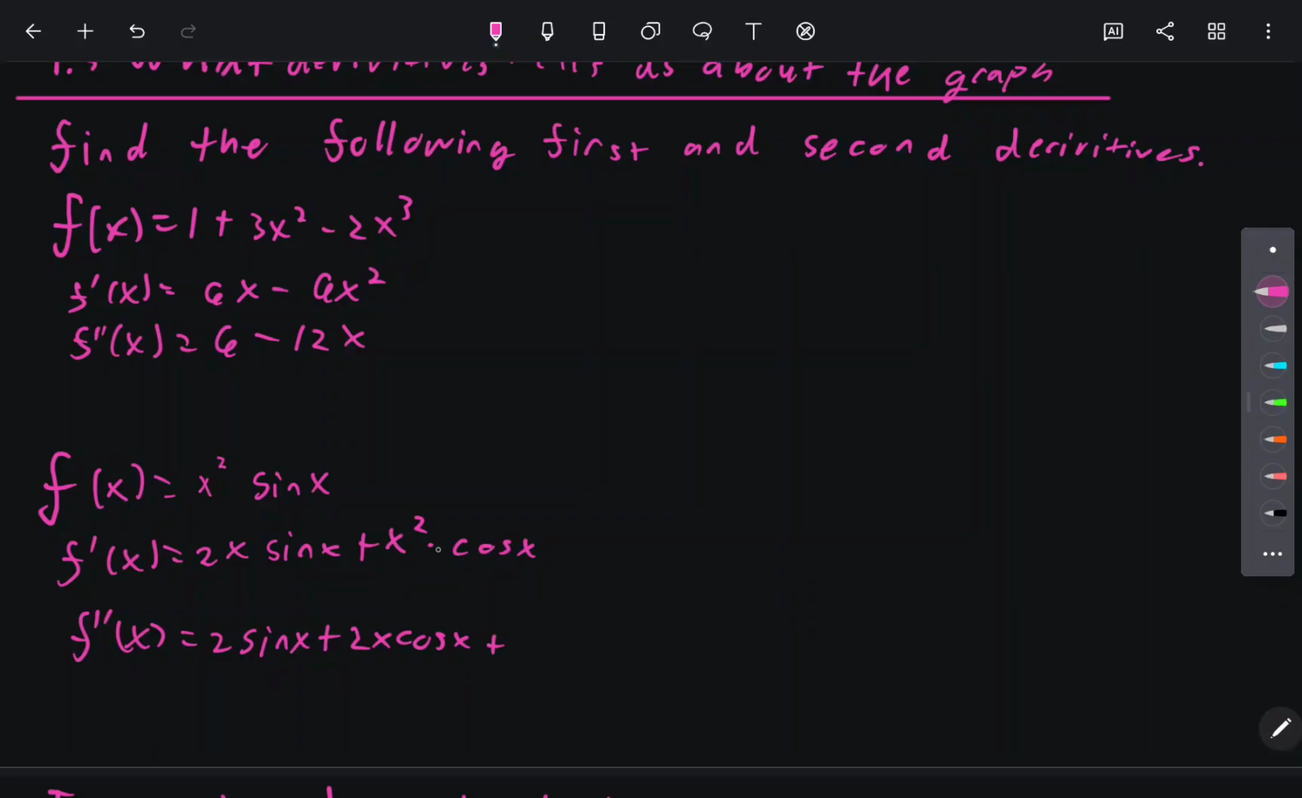Alright, now we have to do the second derivative here. So we get the derivative of the first, which is 2x, times the second, which is cosine of x. Then plus x squared times the derivative of the second, which is going to be negative sine of x. Now all we have to do is simplify this a little, and we get the answer of negative x squared sine of x plus 2 sine of x, and then plus 4x cosine of x. And that would be our answer.